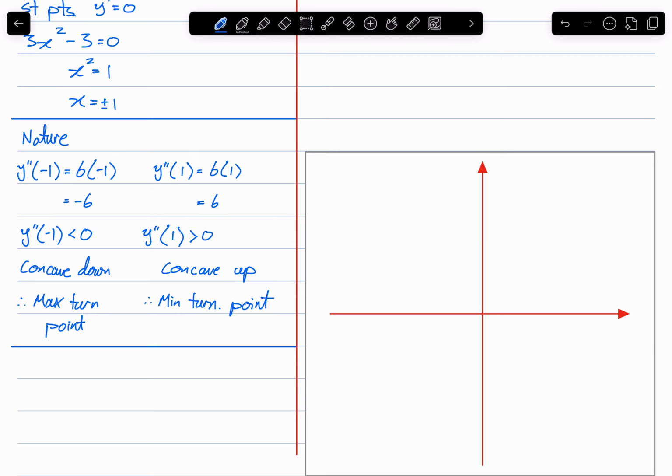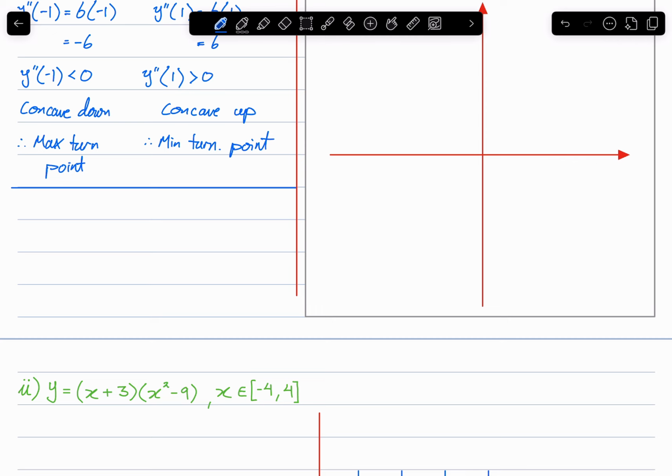So we've already established quite a bit of information here. So now let's find the inflection points or points of inflection.